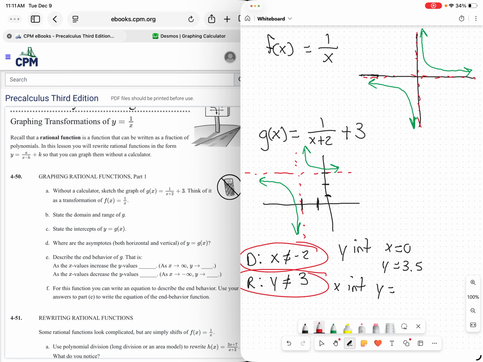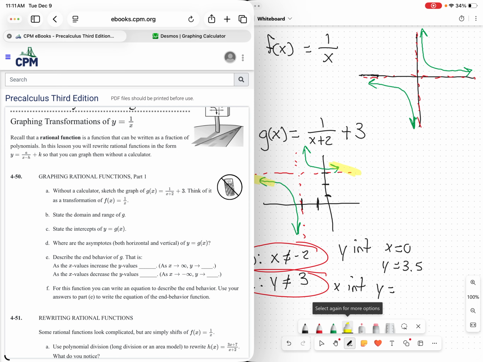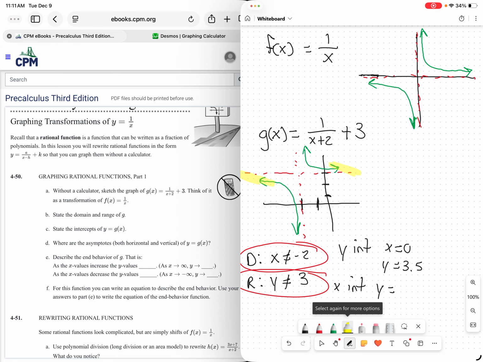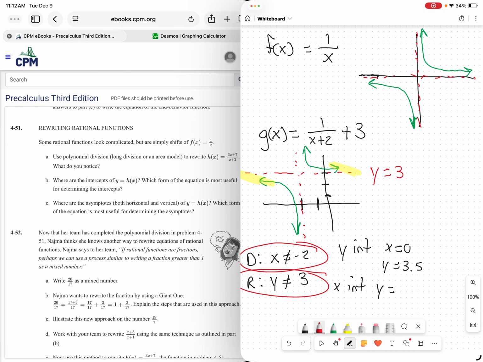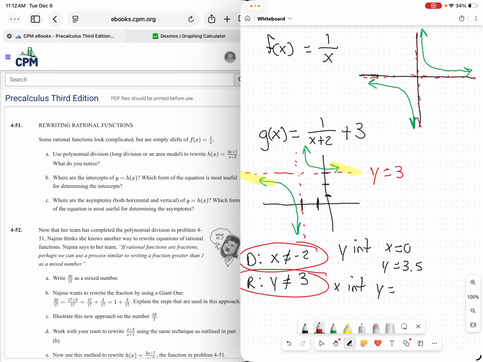End behavior: for any rational function, if we have a horizontal asymptote, it's going to approach that asymptote. So our end behavior is approaching 3 at both ends. We should be able to see that there, like we're approaching 3 here and here. Okay? And then for this function, can you write an equation that describes the end behavior? It's that asymptote, right? It's y equals 3. That's our end behavior function. I'm not going to get ahead of myself here, but we'll see that the end behavior function has a lot to do with the division of the problem.